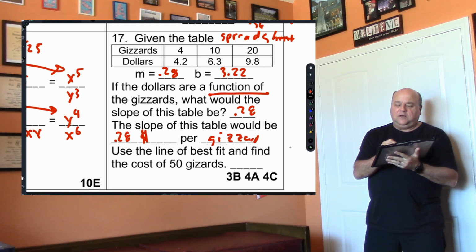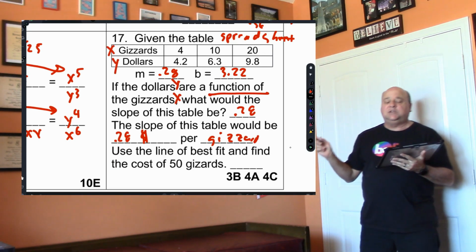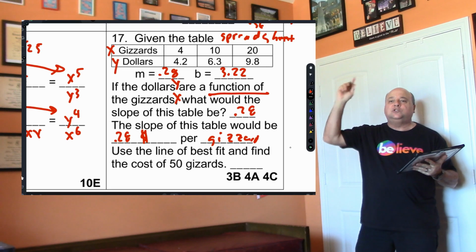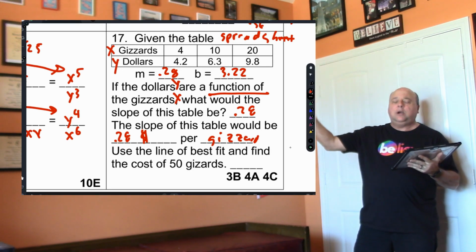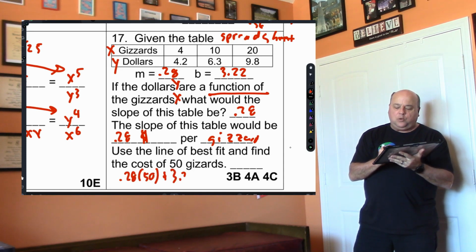Right here, Y is a function of X. So our Y is the cost and our X is gizzards. Your slope is always Y per X. Y per X. And then lastly, 50 gizzards: 0.28 times 50 plus 3.22.